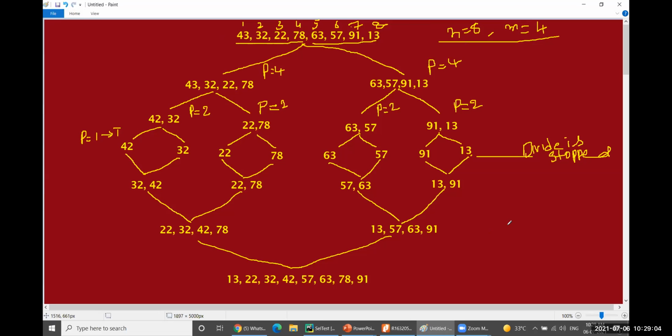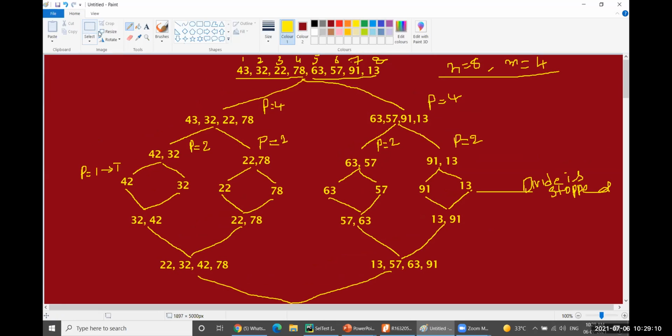If you want to specify in a proper way, you could also specify something like this. You need not write like this also. One more pattern is there, which can represent divide and conquer something like this, right from here to here.